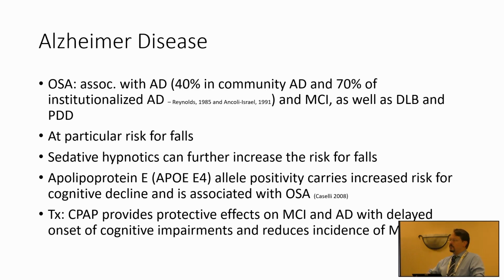You definitely see more obstructive sleep apnea in Alzheimer's disease. This is an old study, but back then, even in community Alzheimer's, in other words, people who are still in their same homes, that's as much as 40%. And when you look at the institutionalized, it's as much as 70%. But you also see obstructive sleep apnea more in mild cognitive impairment, which is kind of the milder form of Alzheimer's disease, and also in other dementing illnesses like dementia with Lewy bodies or Parkinson's disease with dementia.